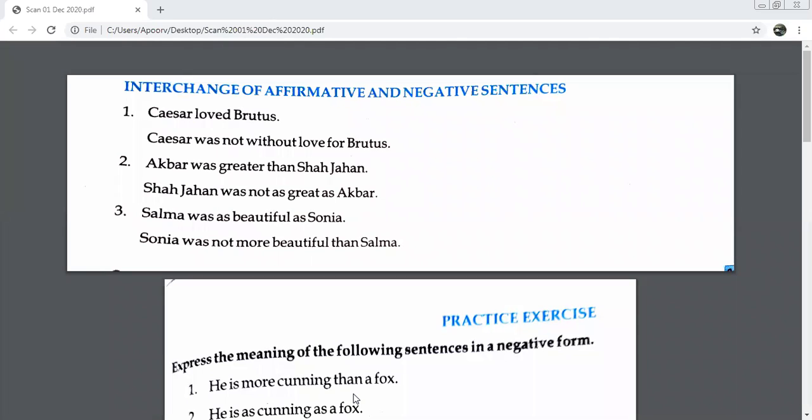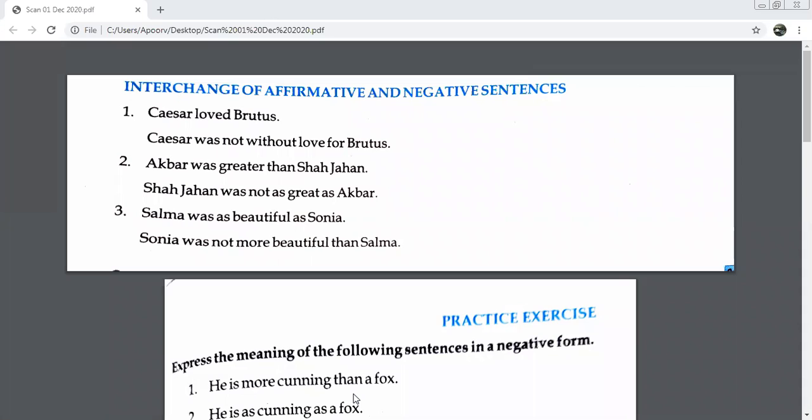Sita was not as intelligent as Geeta. Yes, Sita was not as intelligent as Geeta. We need to have "not", and then we are changing the comparative degree to positive degree. Beta, we picked up every chapter again for revisions.